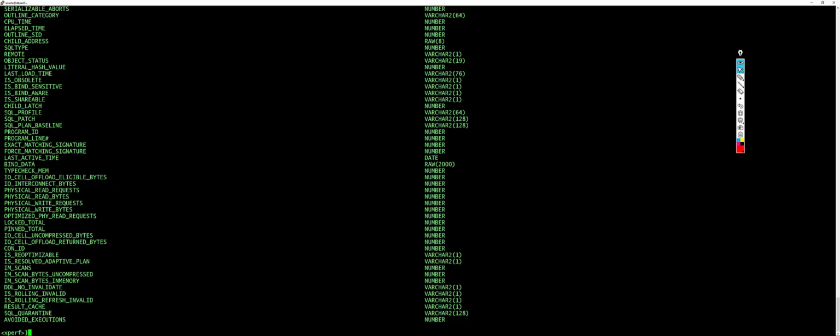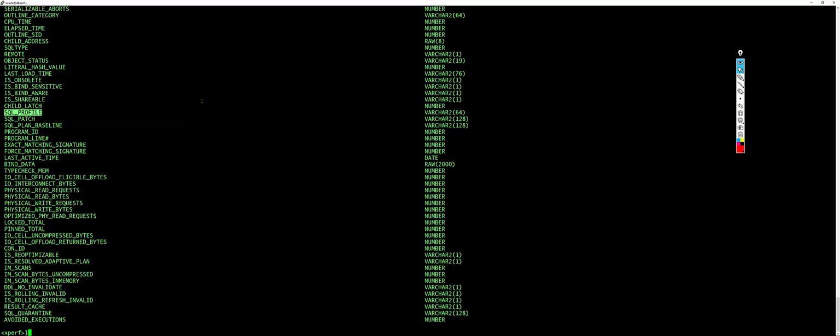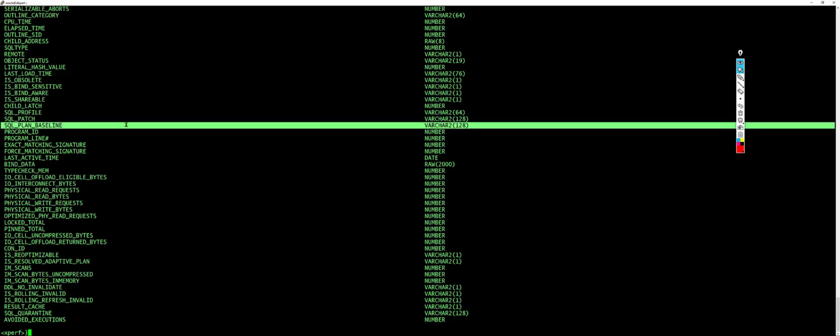When you are creating any SQL profile for a particular SQL statement, then you can use the SQL profile column. When you are using any SQL patch, then you can query this column to check if any SQL patch is installed for that particular SQL. Or if you need any SQL baseline information about the SQL statement, you can query this column. I will give you more scenario-based sessions related to this in future sessions.